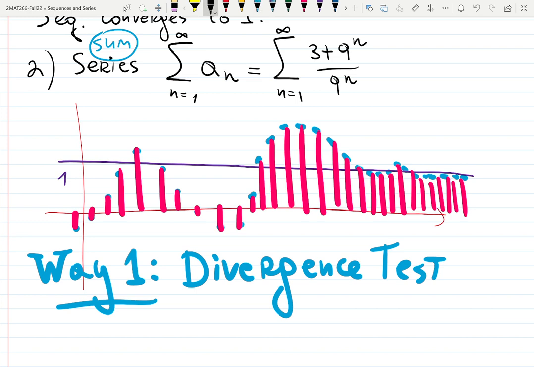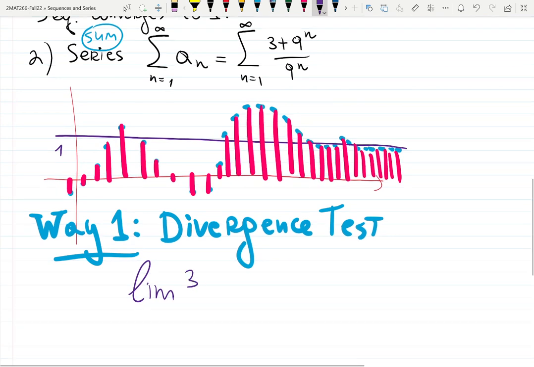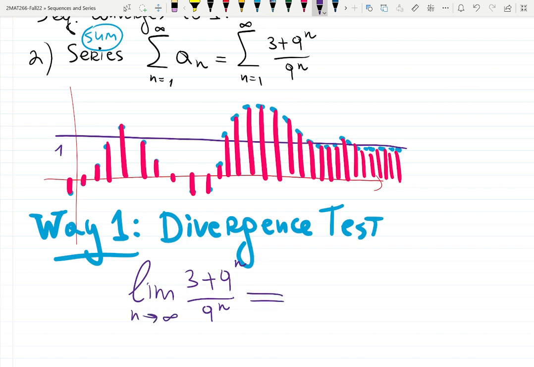Check this out. For the divergence test, I need to check the limit of this series. So we forget everything we had before. We're rewriting it again, n goes to infinity. And we're checking the tails.